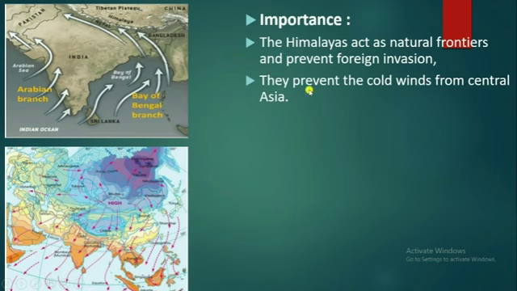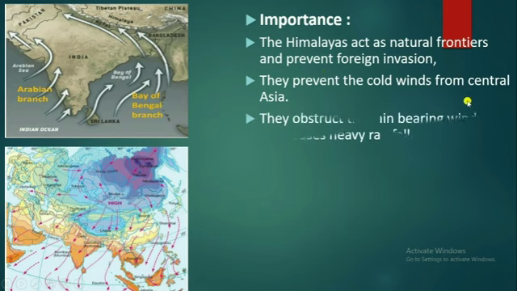They prevent the cold winds from Central Asia. See, this is Asia, and this is Central Asia. China, Mongolia, and some other countries will come here. From here, cold wind will start rising and spreading in different directions. If these Himalayan mountains were not there, this cold wind would have spread to our India, even up to our Karnataka. So the Himalayan mountains are preventing the cold winds from Central Asia.